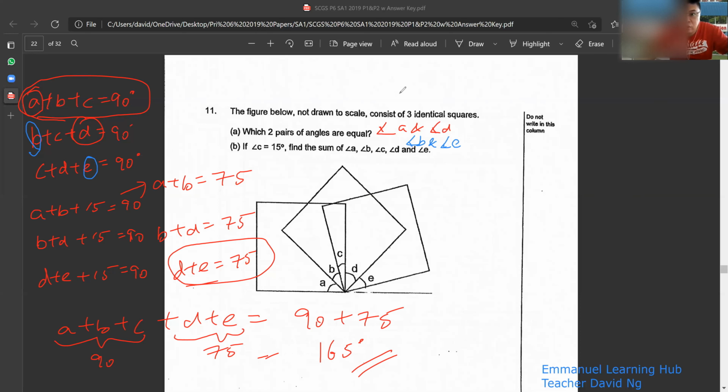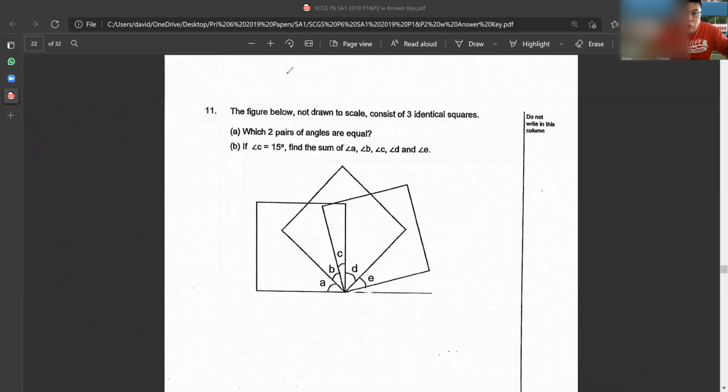You understand? I got confused with the angles, but no, I don't have any question. Okay, that's good. Then let's move on to the next question.